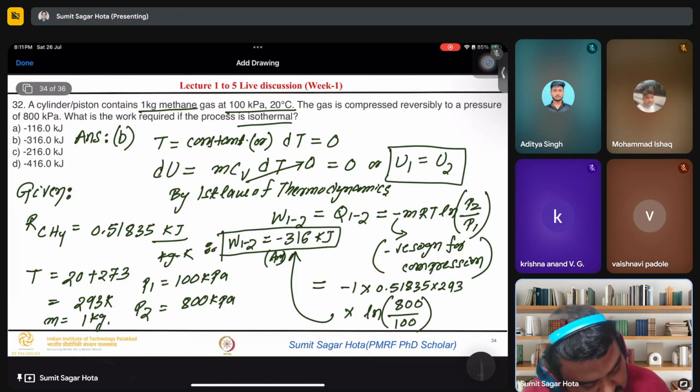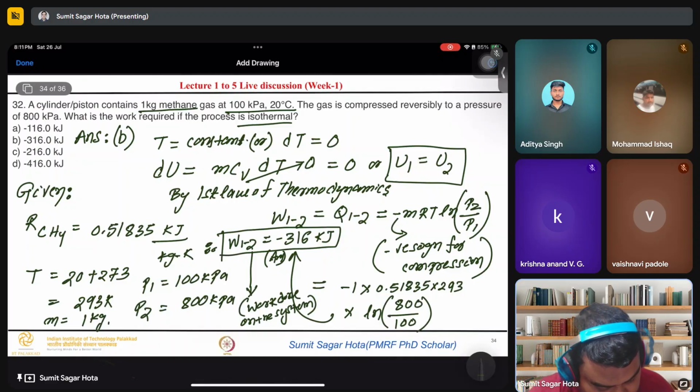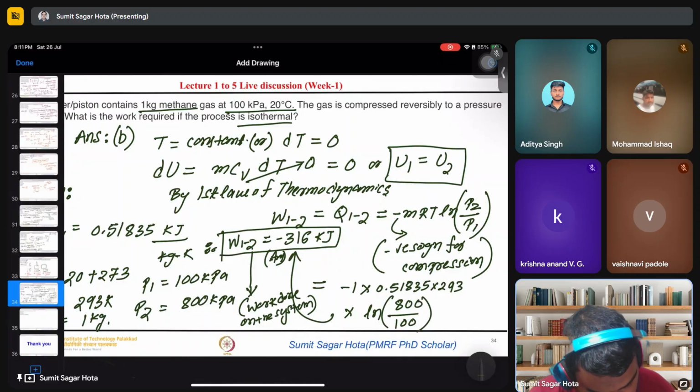And the negative sign is for the compression work, or you can write it as work done on the system. So that's the thing. Okay, let's go to the next and last question.